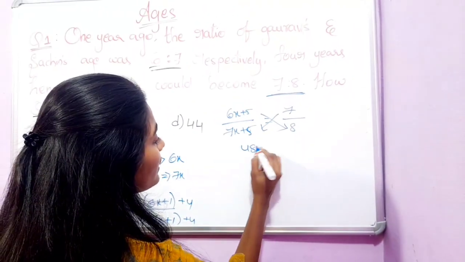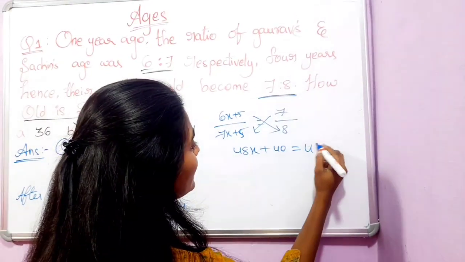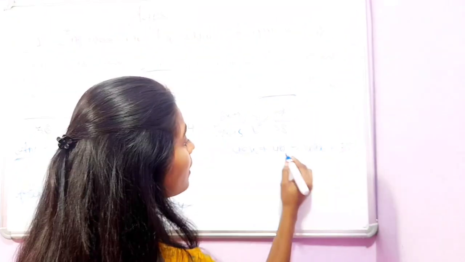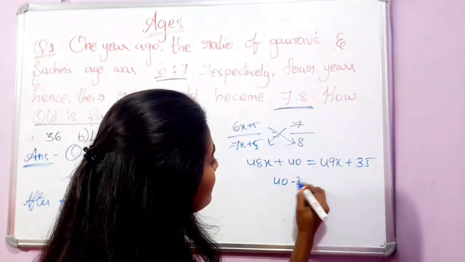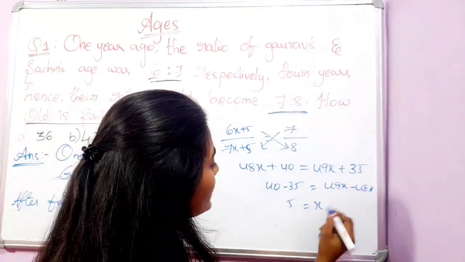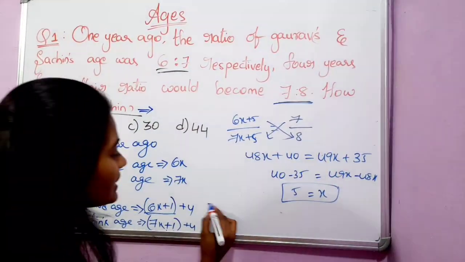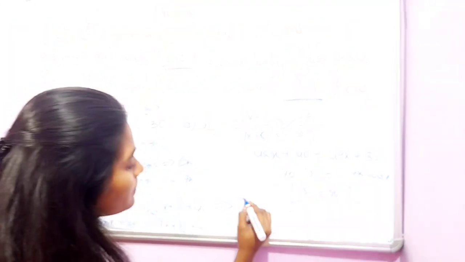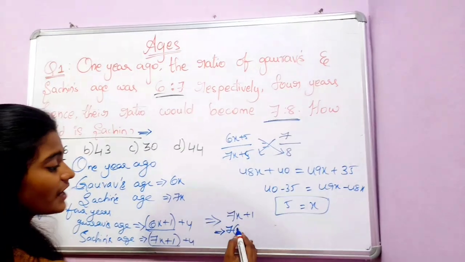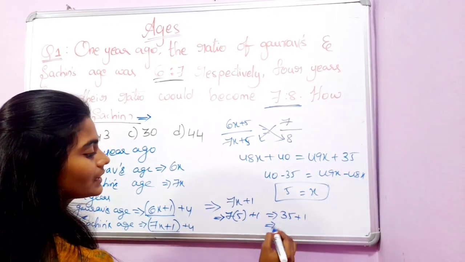6 8s are 48x plus 40 is equal to 7 7s are 49x plus 35. Now 40 minus 35 is equal to 49x minus 48x. So 5 is equal to x. Here x is equal to 5, and Sachin's present age will be 7x plus 1. 7 5s are 35, plus 1, so 36.